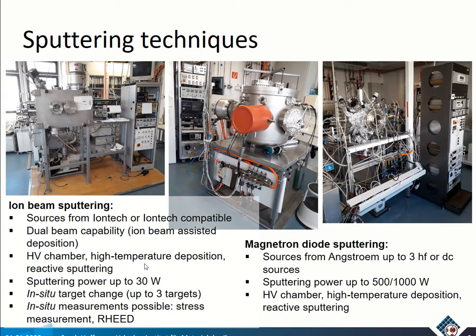The other facility is a magnetron diode sputtering machine, and we have here sources from Angstrom up to 3 RF or DC sources. And they are more powerful, namely 500 to 1000 watts. Also this is a UHV chamber, and high pressure, high temperature deposition is possible, as well as reactive sputtering. If you have some questions about those machines, I'd like to refer you to Jörg Hoffmann.